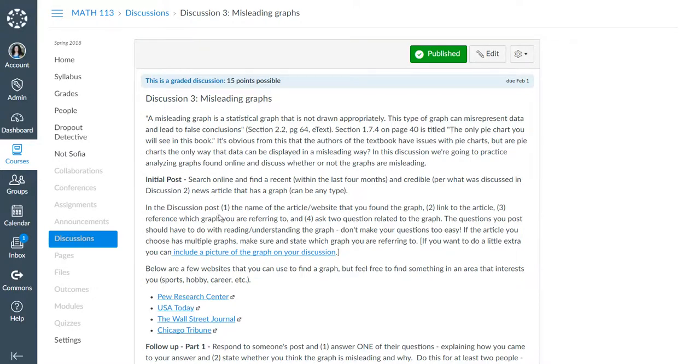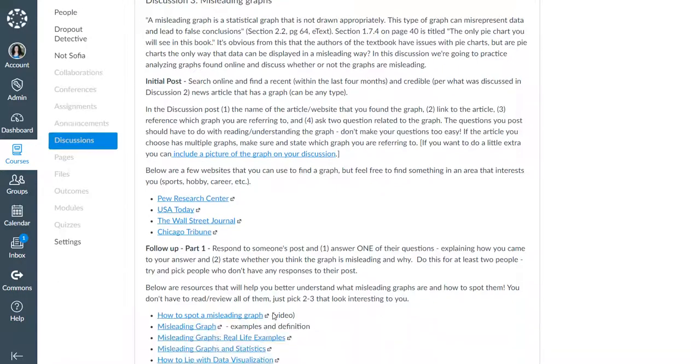Then in the discussion, you're going to post the name of the article, the website you found the graph, the link to the article, reference which graph you're referring to, and then ask 2 questions related to the graph. The questions you post should have to do with reading, understanding the graph, and don't make it too easy. Here's some websites that might help you find a graph, but ultimately you can find anything you want as long as the article is credible.